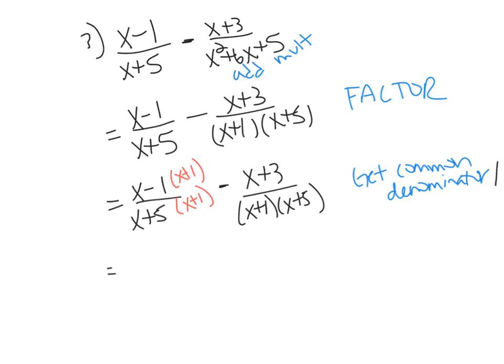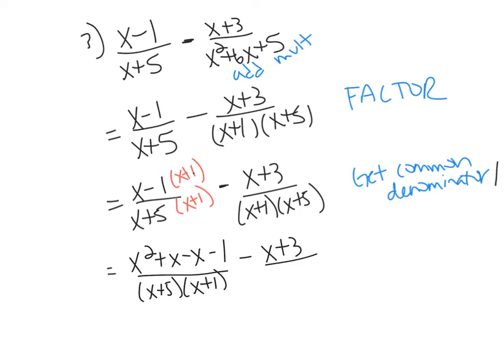So let's FOIL the top. Okay, if you FOIL the top, again, you can draw a box. If we FOIL the top, we're going to get x times x is x squared. X times 1 is 1x, right? Negative 1 times x is negative x. Negative 1 times 1 is negative 1. And again, we're not going to quite FOIL the bottom yet. Just keep it the same. We again are subtracting x plus 3, again over x plus 1, x plus 5.